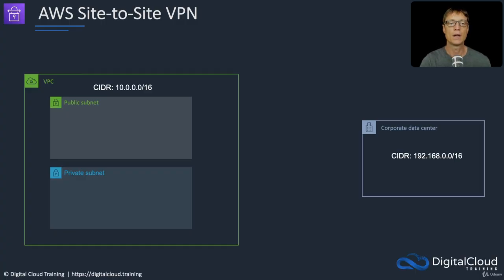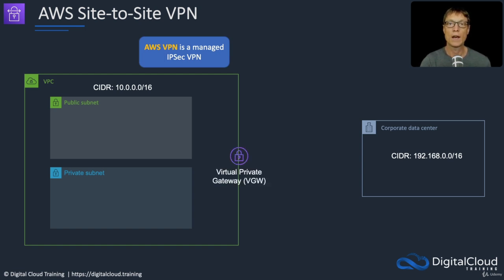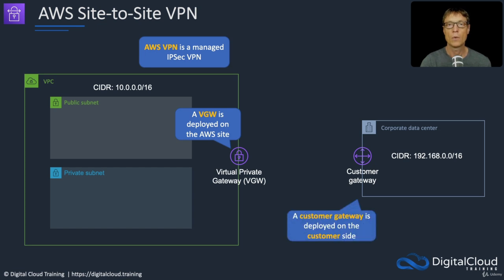So the setup looks something like this. We've got an AWS VPC on the left, and then on the right hand side we've got a corporate data center. That could be a data center or an office, and you want to connect that into AWS. AWS VPN is a managed IPsec VPN, and what we do is we create something called a virtual private gateway, which is also known as a VGW, on the AWS side. The VGW is deployed on the AWS side, and then a customer gateway is deployed on the customer side. When you have those two components, you can then establish an encrypted VPN connection over the internet.